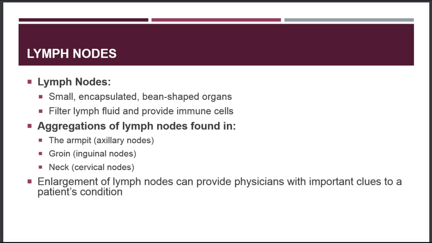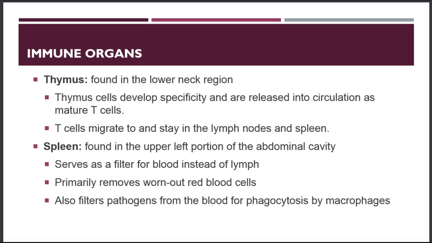Enlargement of the lymph nodes can be a sign of infection. So your physician is going to check those to see if they're swollen, is there an infection in those nodes. And the next immune organ is the thymus, and it is found in the lower neck region above the aortic arch of the heart. The thymus cells develop specificity, and they are released into circulation as mature T cells.